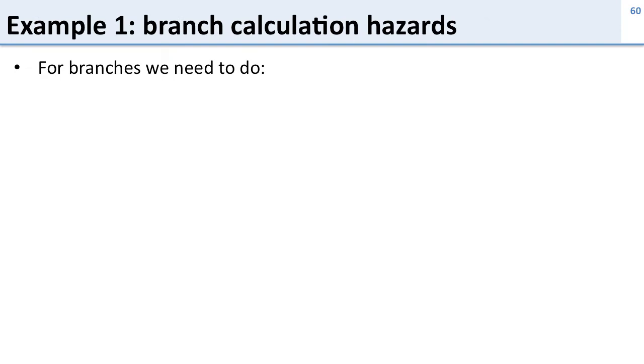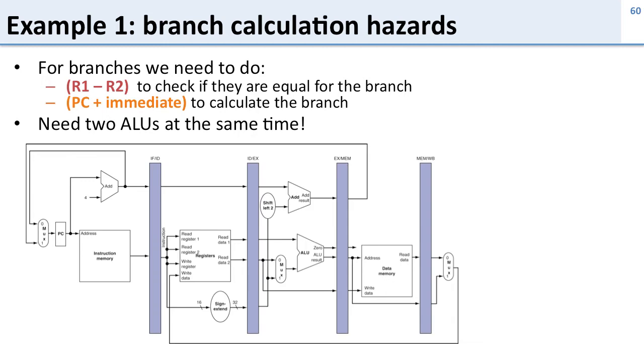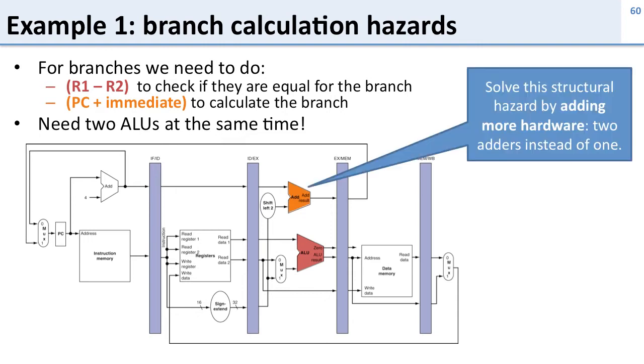So the first example here is branch calculation hazards. Remember what we need to do when we have a conditional branch. We need to subtract two registers to see if they're equal, so we can tell if we should take the branch. And we need to calculate the branch address by adding the PC to the immediate value. So to do this, we need two ALUs. And not surprisingly, that's what we ended up building. We had one ALU to help check for equality and one ALU to do the branch calculation. So in this case, we solved the structural hazard again by adding more hardware. We added a second ALU so we could do both calculations at the same time.